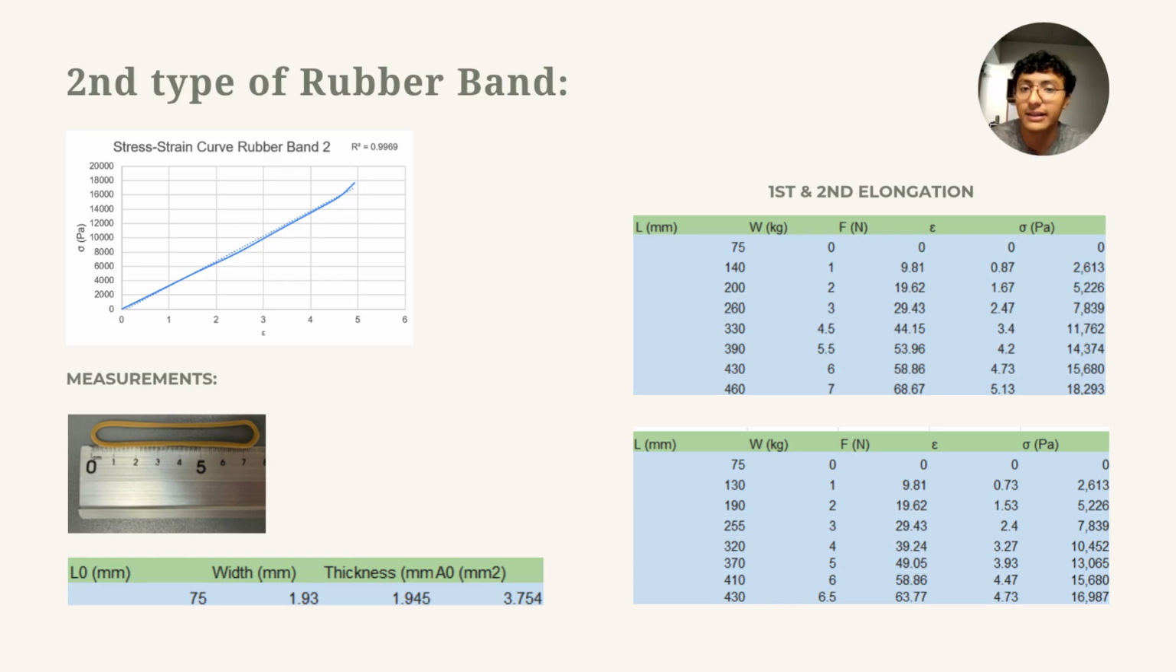However, I noticed that the fracture stress reached approximately 18,000 pascals, and that's very similar to band 1. This confirms that both bands are made of the same material, and the difference in load capacity is purely geometric, not because of the material. We can see that we have an R squared of 0.99, and this shows a stronger linear correlation for this band.